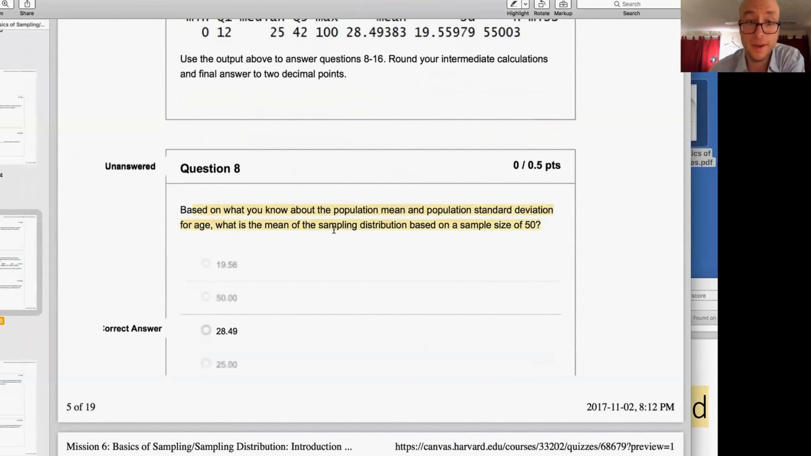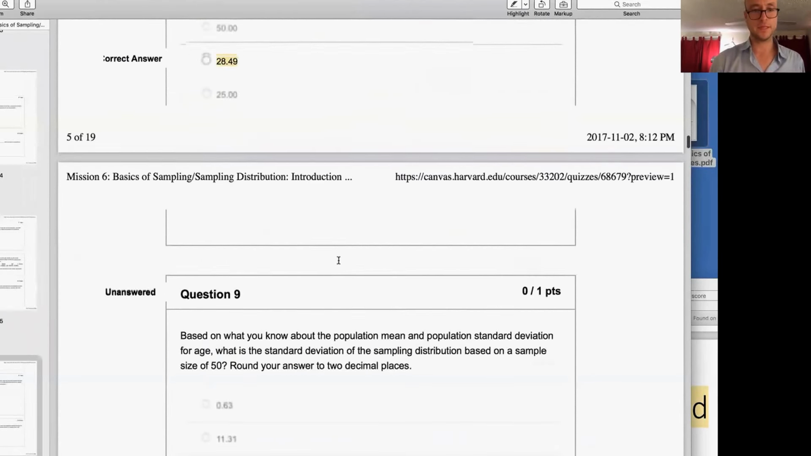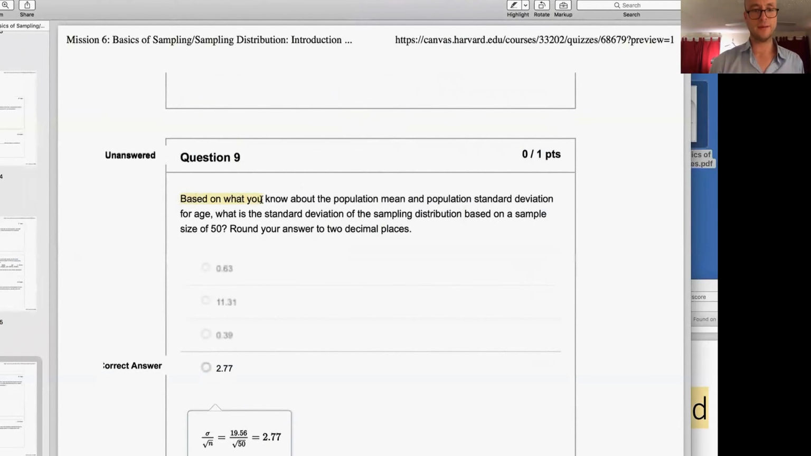Well, given what we know, the mean of the sampling distribution is going to be the population parameter. And then we point out, based on what you know about the population mean and population standard deviation, what is the standard deviation for the sampling distribution based on a sample size of 50?